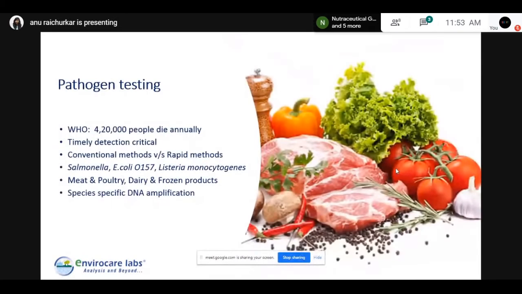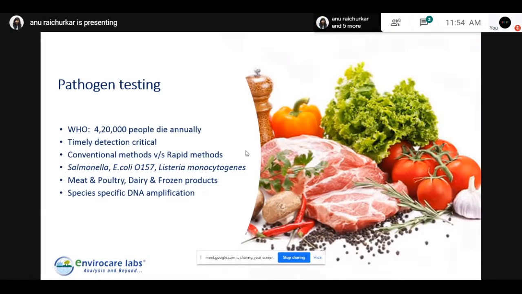More than 4,20,000 people died, and this is because of foodborne illnesses or pathogens. So timely detection of these pathogens in food is extremely critical. Though food business operators take various measures, I'm sure they do a lot of things in order to ensure that there is no pathogen in the final product, but still sometimes it may happen that your product contains some particular pathogen. So it is very important that this food product which has this pathogen doesn't reach a consumer and doesn't have any health implication. This is why we need to test for pathogens.